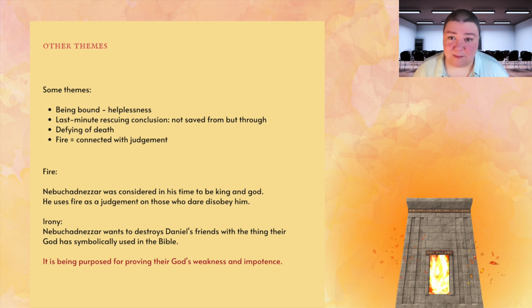That is eisegeting. But so far there has been a theme of narratives about fire being connected with judgment, such as in the case of the cities of Sodom and Gomorrah. This application is relevant in this story because Nebuchadnezzar, considered in his time to be king and god, uses fire as a judgment on those who dare disobey him. But the irony is, Nebuchadnezzar wants to destroy Daniel's friends with the thing their God had symbolically used in the Bible. It is being purposed for proving their God's weakness and impotence.